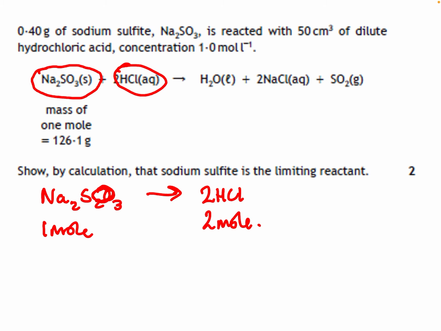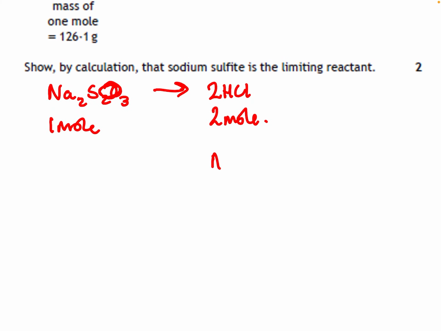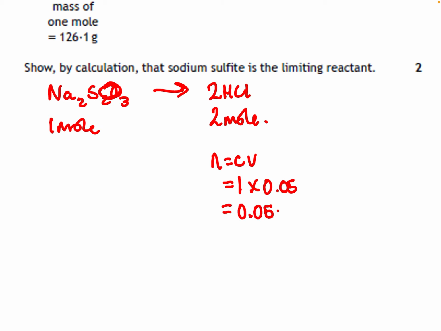First of all, I'm going to start with calculating the number of moles of my acid. So that's going to be n equals CV. The concentration was 1 mole per litre from the question, and the volume was 50 centimetres cubed, so we divide that by 1,000 to get into litres. 1 times 0.05. So that means we have 0.05 moles of HCl.